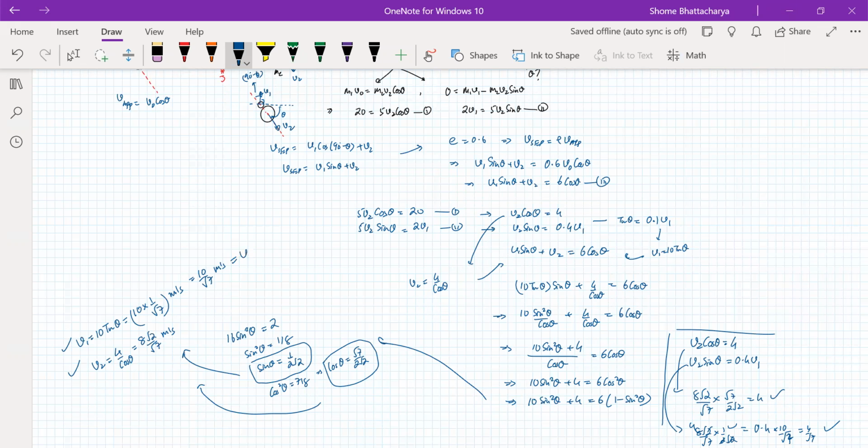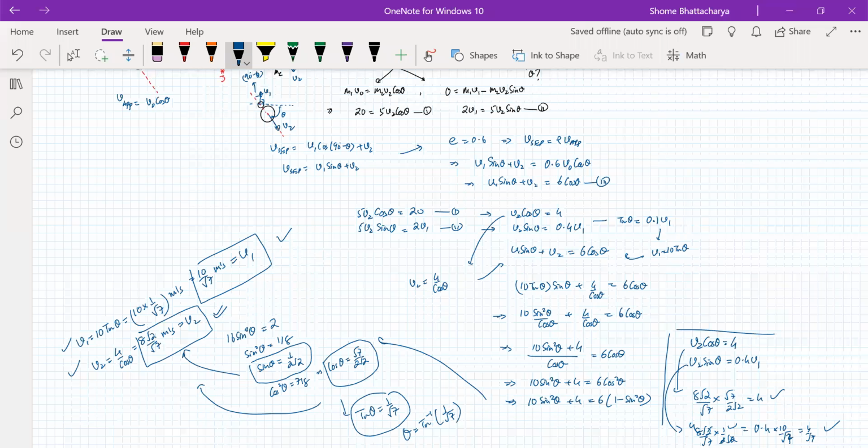Okay, so this is my V1. This is my V2. And from these two, you can see that tan theta is this divided by this. So theta is tan inverse of 1 by root 7. Okay, so this is like a more complicated type of question.